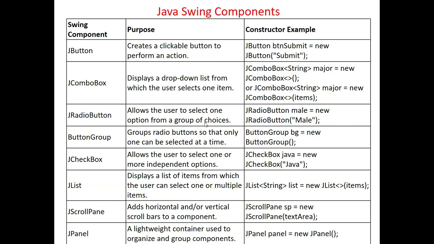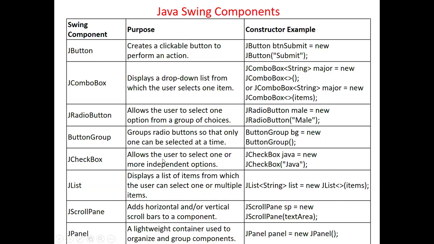Male, female, right? So we can have this radio button male, a new radio button, and you can create female. Now, how do you make this group? By using a button group. Here JRadioButton and ButtonGroup work together, so we need to add the objects of radio button into the button group. We'll show you this example later.